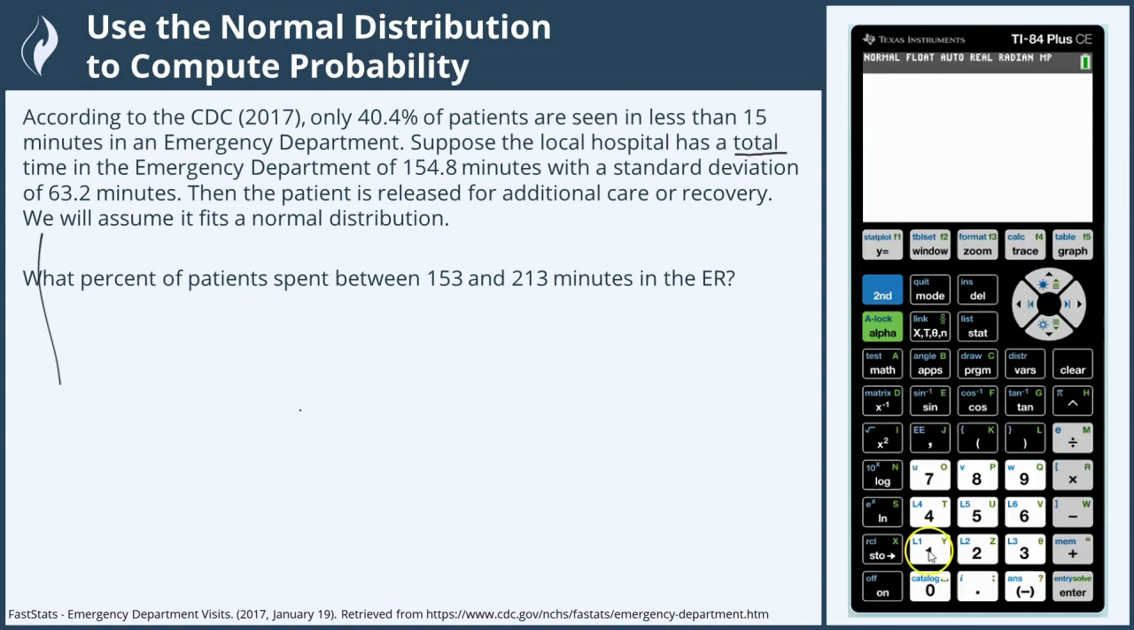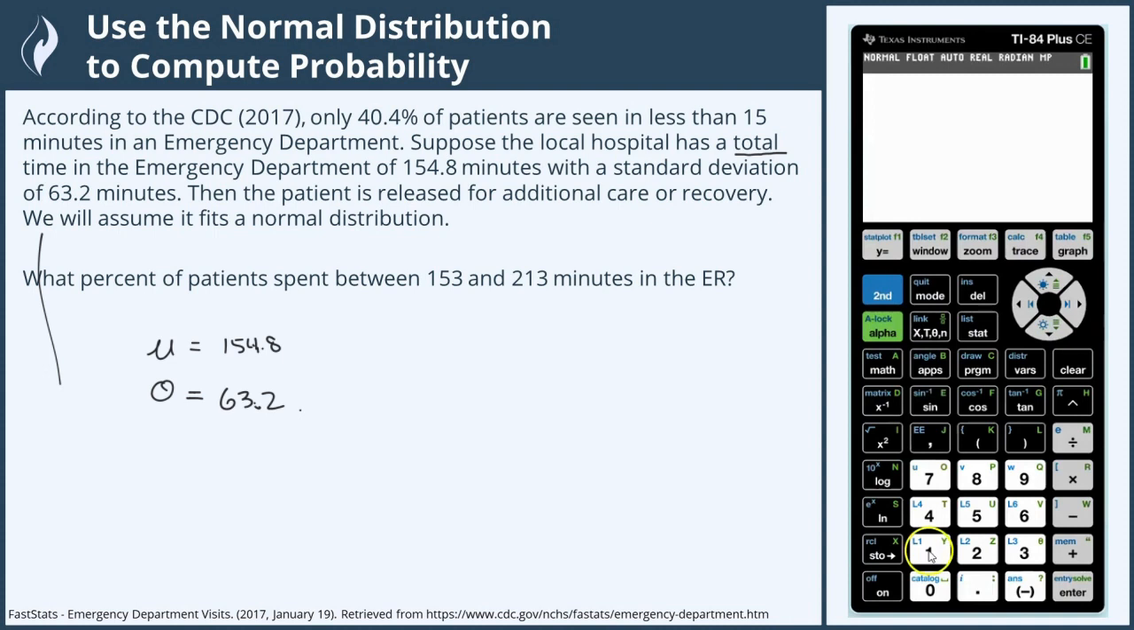63.2. So this is like the population, right? We're talking about the local hospital in general. So that's a population mean, which is represented by mu, which is 154.8 minutes. And then our population standard deviation is represented as sigma, hopefully you guys know, which is 63.2 minutes. So I'm going to write down the information as I read, and then I'll double check if I need to.